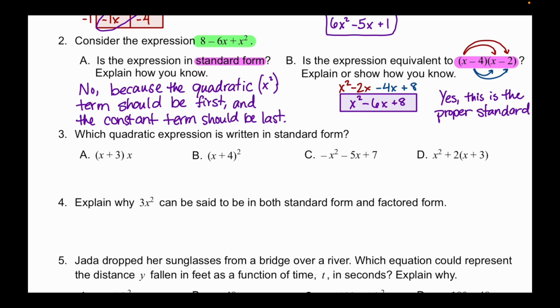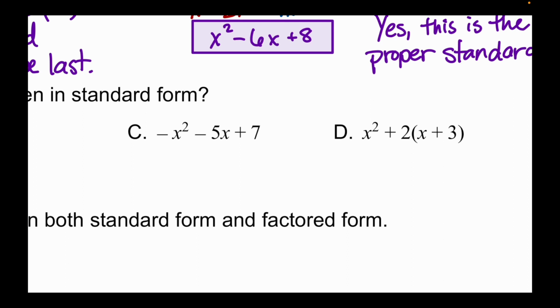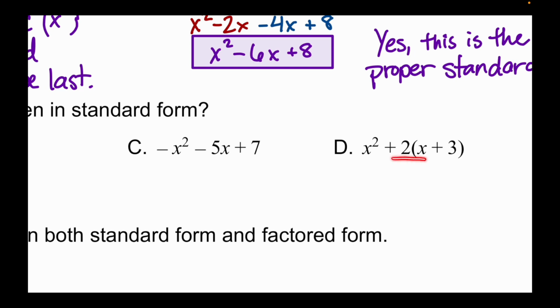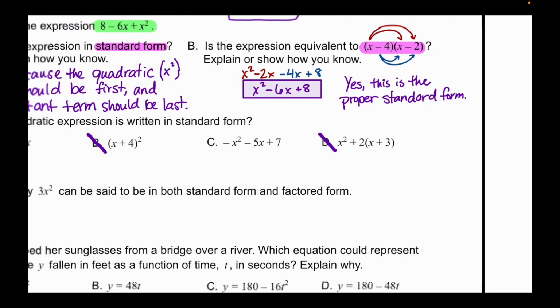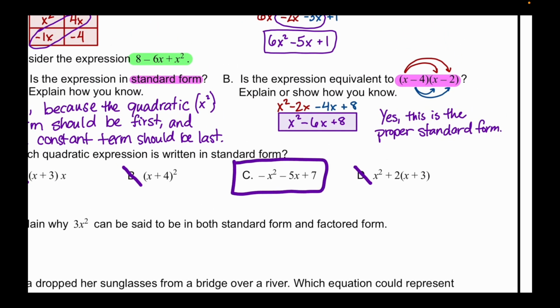So pretty much if there shows that there's still some work to be done, then that's not going to be our answer. So for A, that's not our answer because that means we still have to multiply x and x plus 3. B is also not in standard form because that means x plus 4 times x plus 4. So then it's down to C and D. D, while the numbers are in the right order, x squared plus 2x plus 3, the fact that it has some multiplication we need to do here means it's not done, and it's not correct. So our answer here is C.